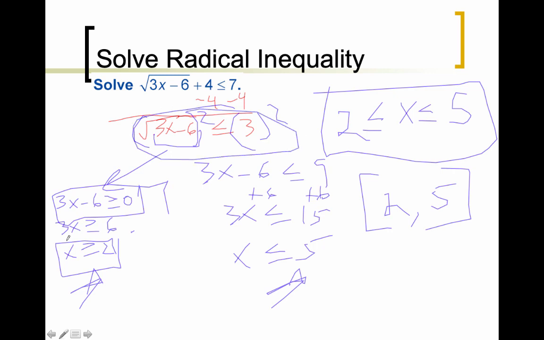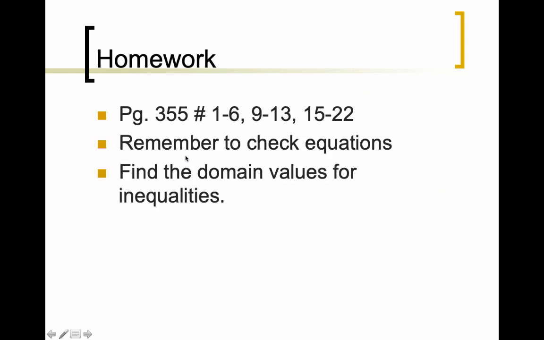After you isolate the square root, you need to make sure if it's a less than, I have to stop at 0. Now, if it's a greater than, no big deal. You can go greater than forever as long as it's greater than a positive number. Good stuff. There you go. The domain values, that's like that 2 to 5 that I was just talking about.